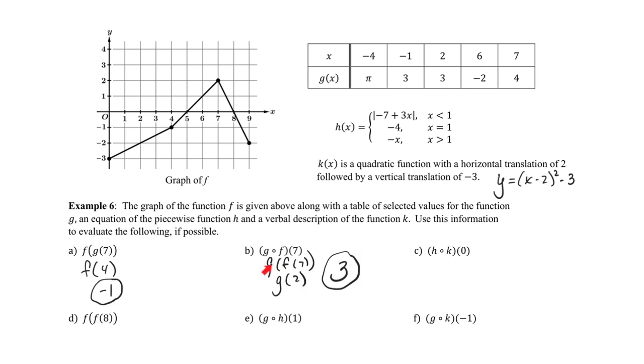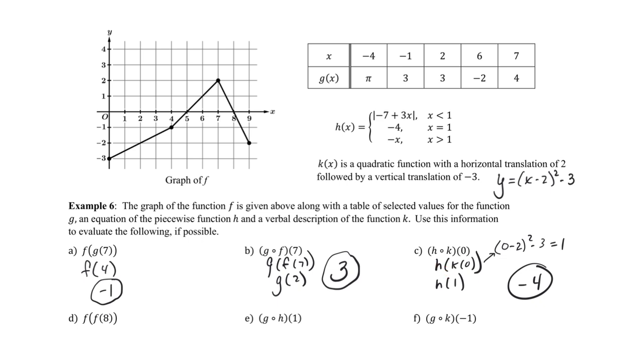On b, the first thing I did is rewrite it because I like it better. So I'm starting with my f function. My input was 7, so there's my input. I find the graph. The output was 2. So now I have g of 2. So I go back to the g function, go to my input, find 2. My output is 3. All right.